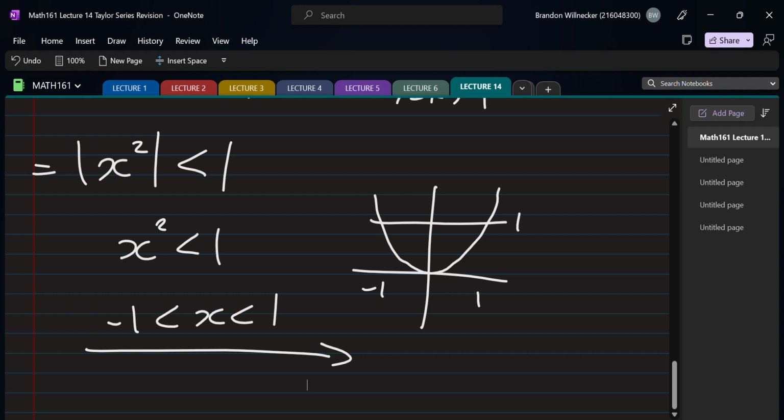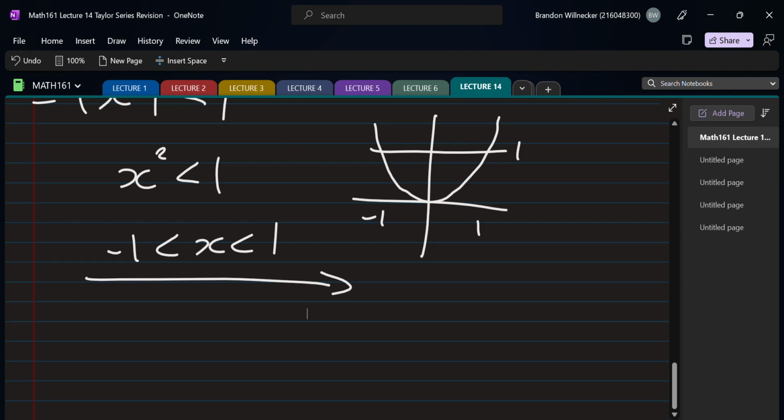Yeah, so this graph is just to show you what it looks like. If we have the parabola, and y equals 1 is just the horizontal line, and we want to know where it's less than 1, then it's going to be from here, minus 1, to here, at 1. That's a quick way.